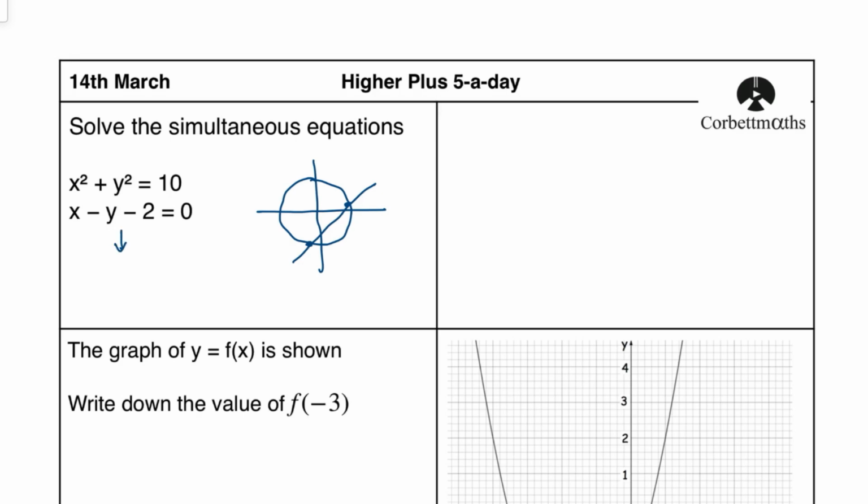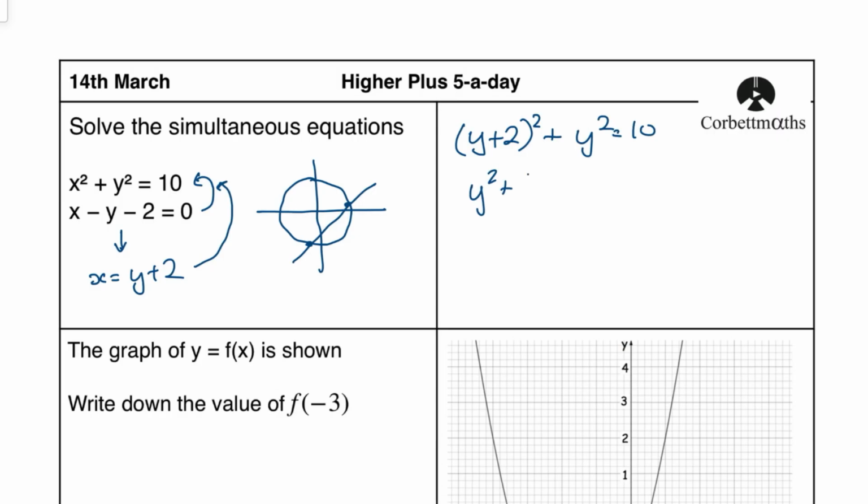It's a non-linear simultaneous equation, which means I'm going to rearrange the second one and then put it into the first one. So I'm going to say that x is equal to y plus 2, and then I'm going to put that into the first equation. So I've got y plus 2 squared plus y squared is equal to 10. Expand the bracket, so y squared plus 4y plus 4 plus y squared equals 10.